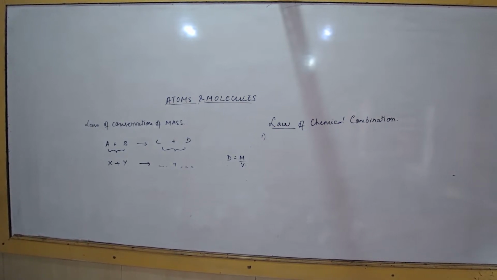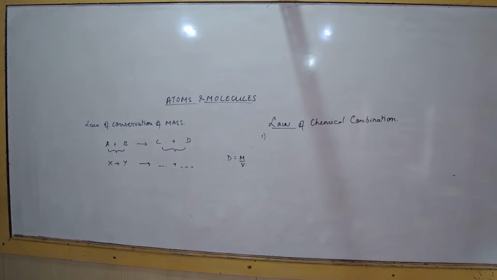You can't create mass. You cannot create mass, but you can transform mass. It can be transformed. Law of conservation of mass states that mass can neither be created nor destroyed in a chemical reaction. We are talking about a chemical reaction taking place. Right. Next one. Next law.